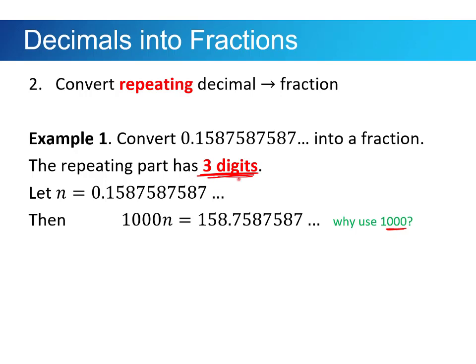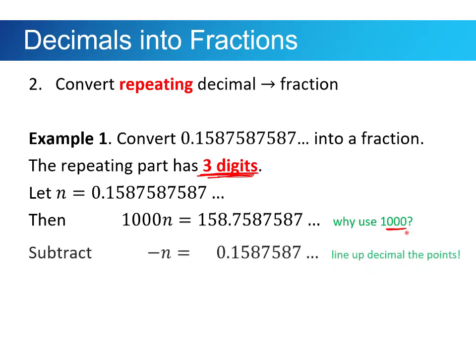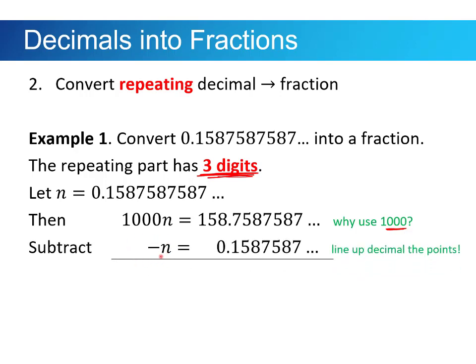This is important. If the repeating part only had 2 digits, I would be multiplying by 100. Or if the repeating part had only 1 digit, like 0.22222222, then I would be using 10n. However many repeating digits you have, you multiply by a number with that many zeros. Okay, let's continue on. So why did I do this? Well, the next step says, let's take my original n and subtract it from the 1,000n. And so you can see on the right, that's my original n, and I'm subtracting.